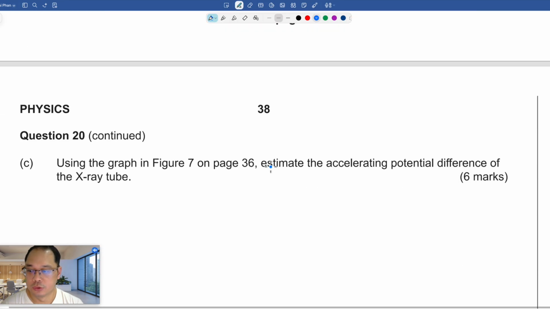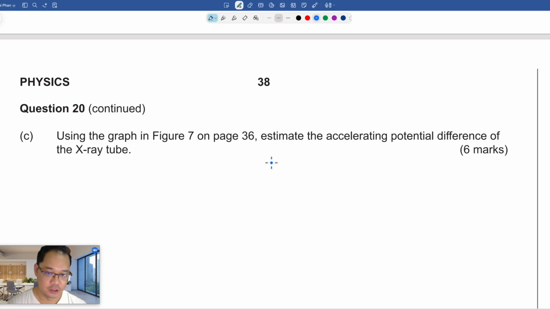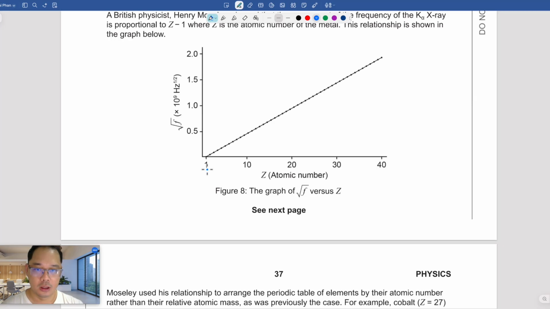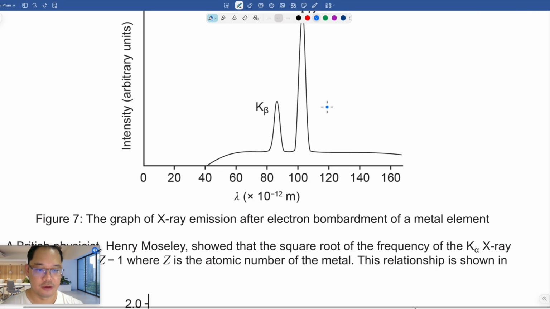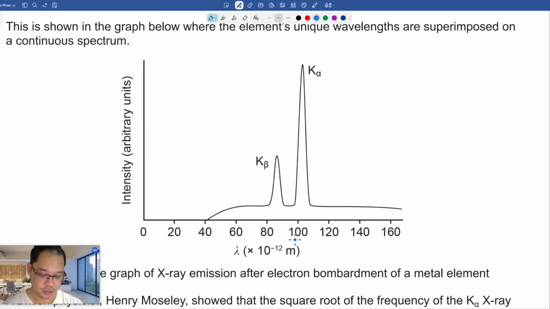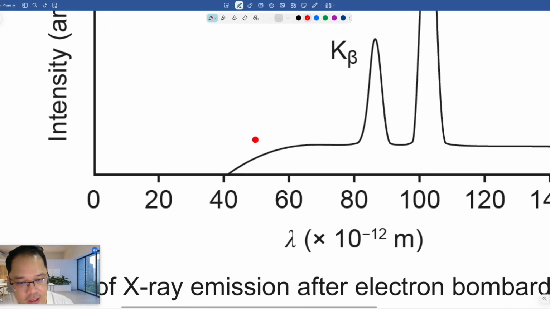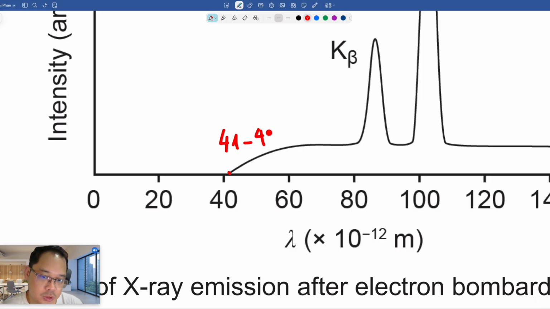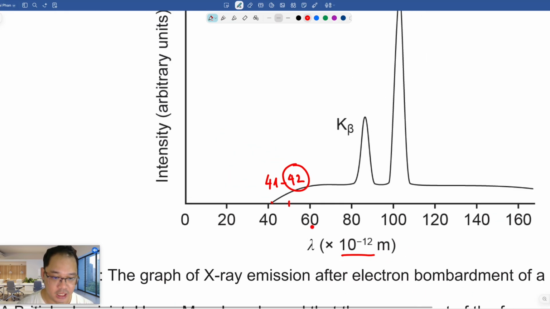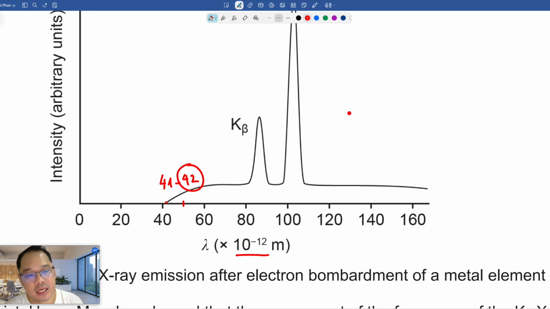Let's move on to question C. Using the graph in figure 7 on page 36, estimate the accelerating potential difference of the X-ray tube. We have the continuous graph of intensity against frequency and wavelength, and we see that this minimum wavelength is about 41 or 42. It's not very clear to identify exactly, so I prefer 42 times 10 to the power of -12 meters for this minimum wavelength. And because we know the formula for the energy of a photon is hc over lambda.